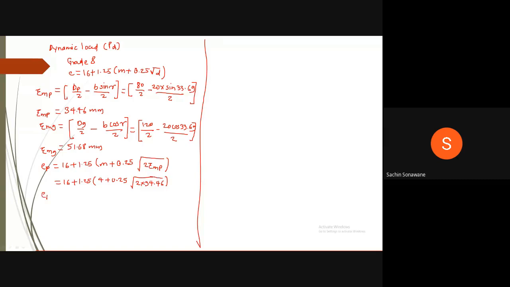Therefore, EP is equal to, calculate error for pinion in microns. Afterwards, you have to write it in mm. Then you have to calculate error for gear.